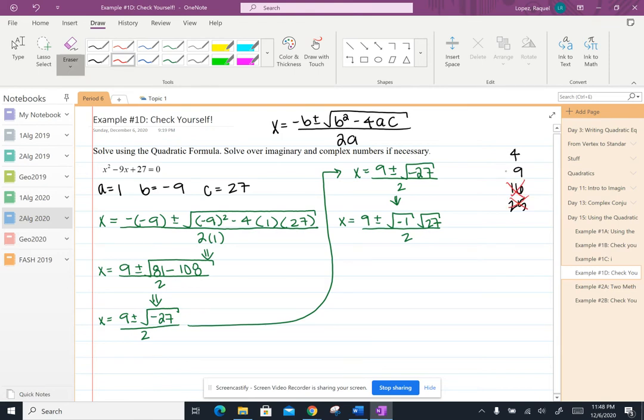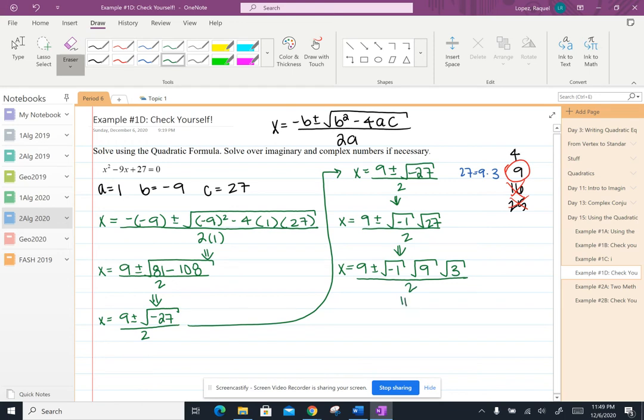but when I'm working from the bottom and going up, the only number that divides 27 nicely is going to be 9. So I can rewrite 27 as 9 times 3. So I'm going to replace that in my equation. So I have x equals 9 plus or minus the square root of -1. And instead of writing the square root of 27, I'm expressing it as the square root of 9 times the square root of 3, all over 2.